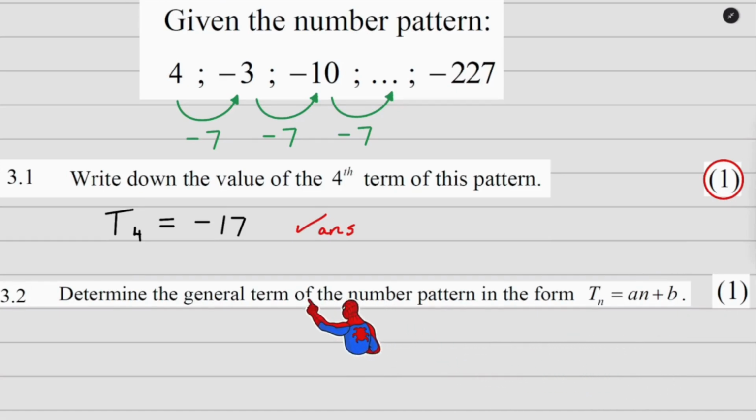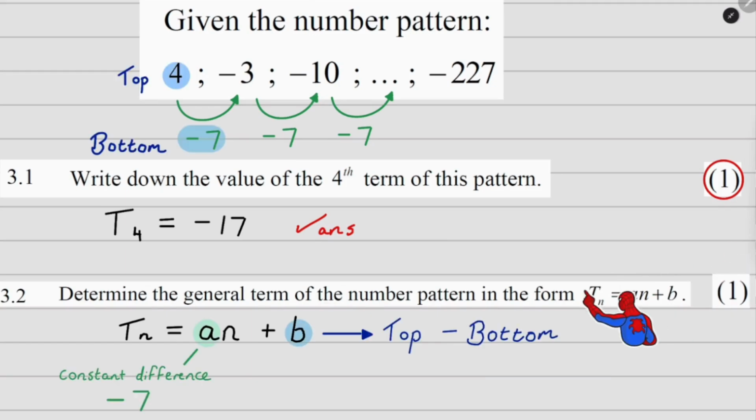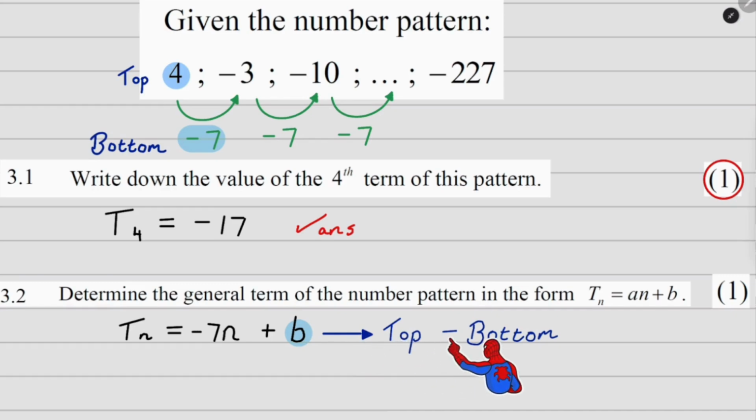Now we've been asked to get the general term of the number pattern in the form Tn equals an plus b. So I'm going to grab this quick. And a and b are placeholders for the following two things. So a is a placeholder for the constant difference. We got that earlier to be minus 7, so I'm just going to change a to minus 7. And we get b by saying the top minus the bottom. So this top number minus this bottom number.